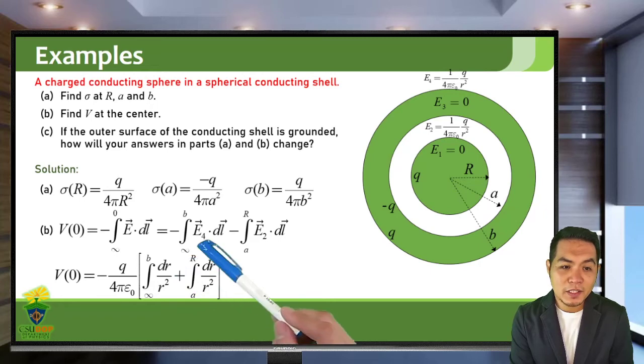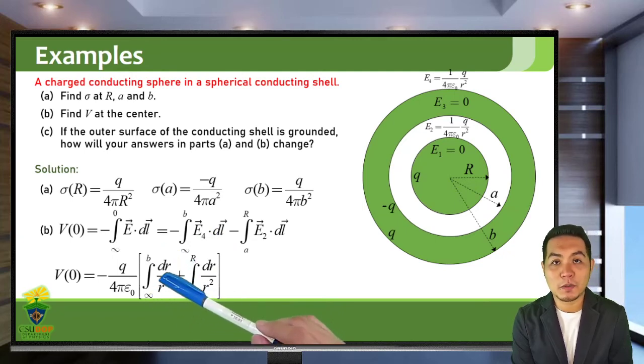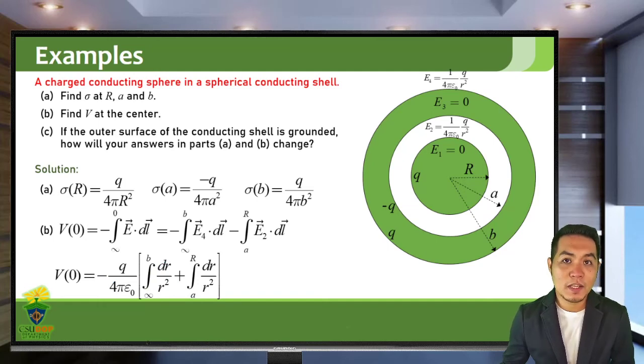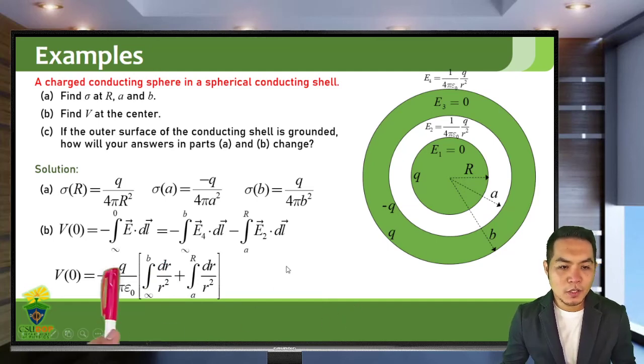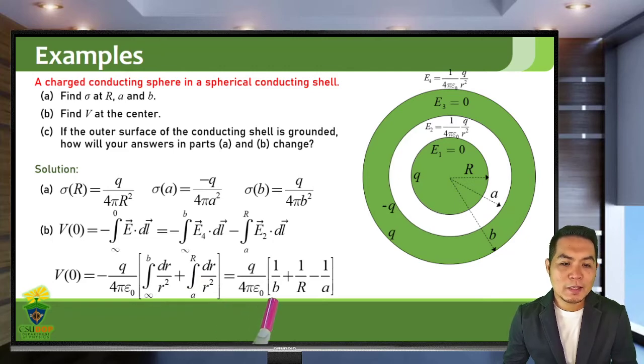Of course this is a familiar integral, so you will just have dr and then 1 over r squared, the integral of dr over r squared, and that integral is just negative 1 over r. There's a negative sign here, and this is negative 1 over r, so you will just have an answer of positive 1 over r. So your 1 over r answers of this integral will be evaluated from infinity to b for this integral, and from a to r for this second integral, and that will give you this result. So this is now the potential at the center of this continuous charge distribution.